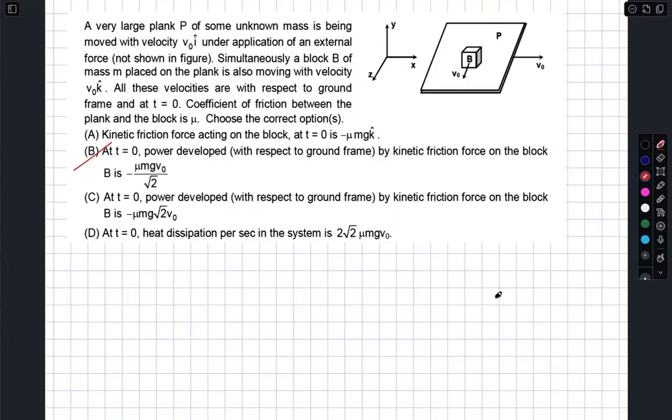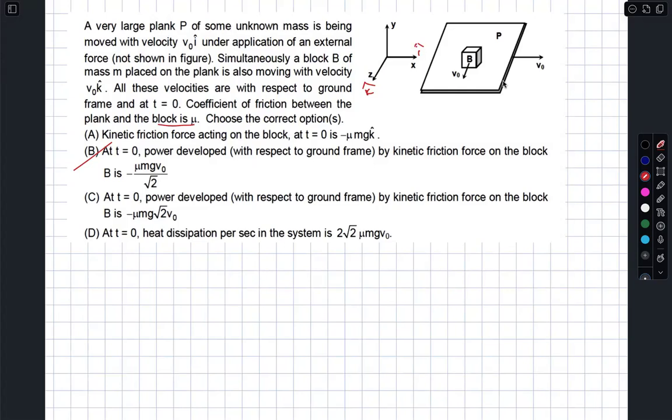A very large plank P of some unknown mass is being moved with velocity v naught i cap under application of an external force, which is not shown in the figure. Another block P of mass M placed on the plank is also moving with velocity v naught k cap. This is k cap direction, this is i cap direction, right? Coefficient of friction between the plank and the block is mu. Choose the correct options, right?